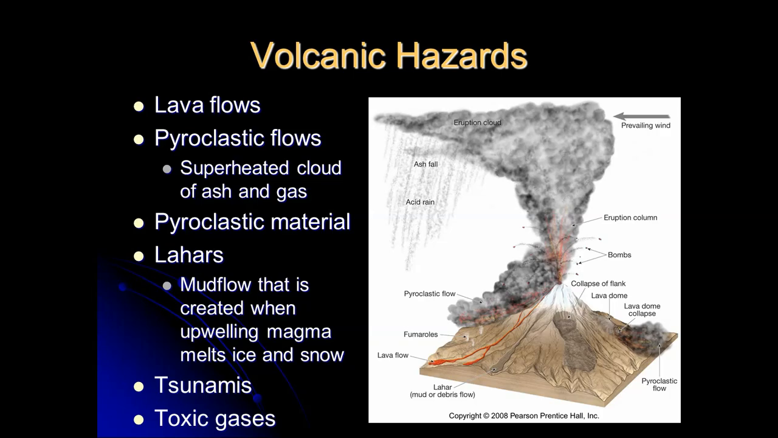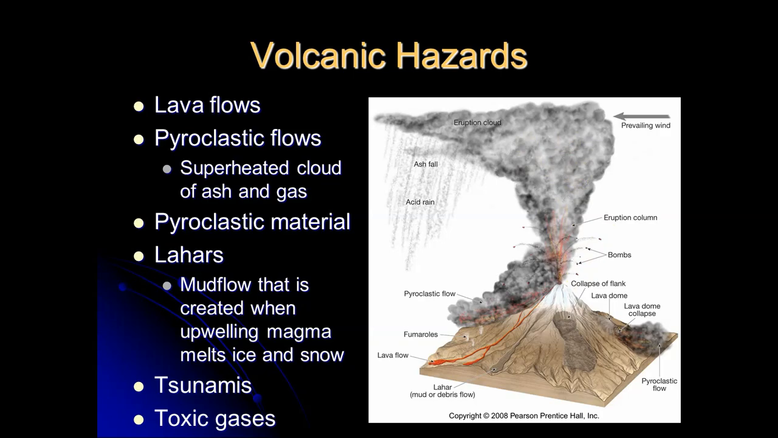You might be talking about 100 to 200 miles per hour these things can move at. You also have to worry about pyroclastic material. Now that can be very, very fine material like ash. It also can be what are called volcanic bombs, and that's anywhere from the size of your hand all the way up to a Volkswagen VW Beetle.